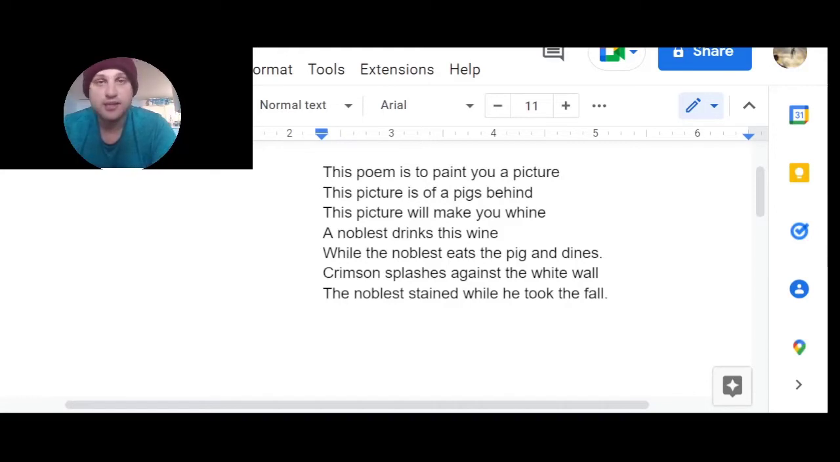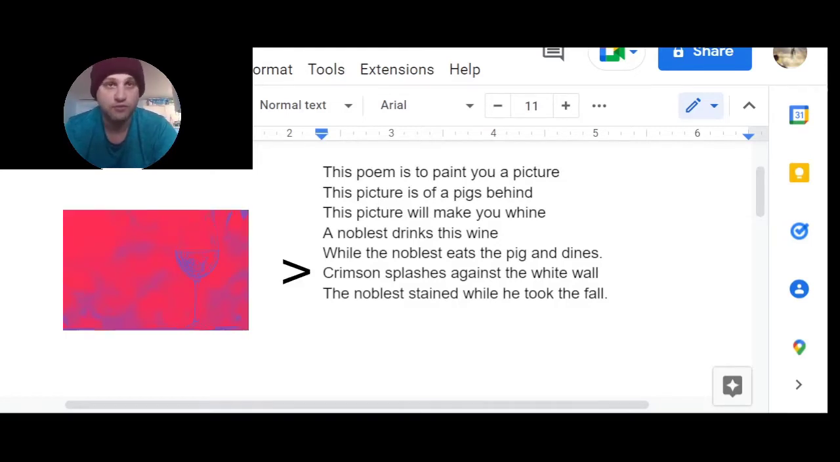Over here we can see that the poem is painting a picture for you towards the end. We're using some colorism here. Crimson splashes against the white wall. You know that there is red from the white wine.